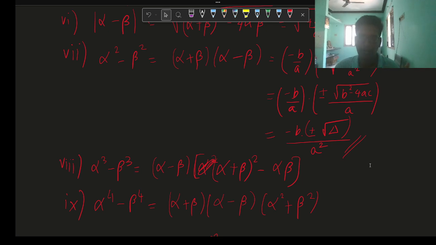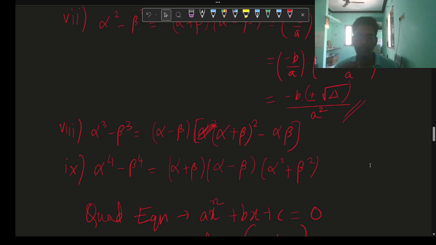For this, we have to get first relation, that is alpha plus beta, which is equal to minus b by a, and alpha minus beta, which we just derived, and then alpha square plus beta square, which is nothing but alpha plus beta the whole square minus 2 alpha beta. Correct?